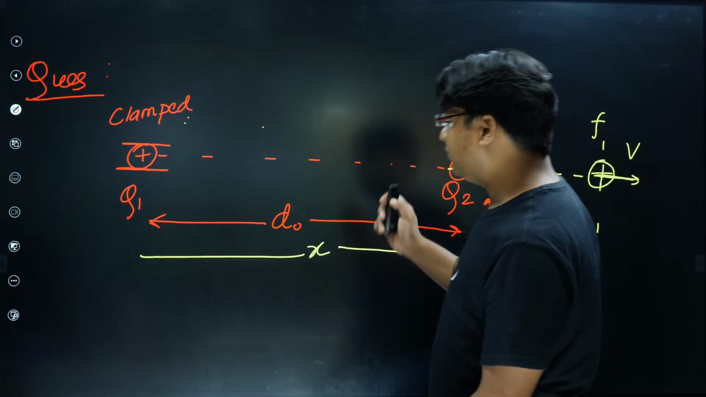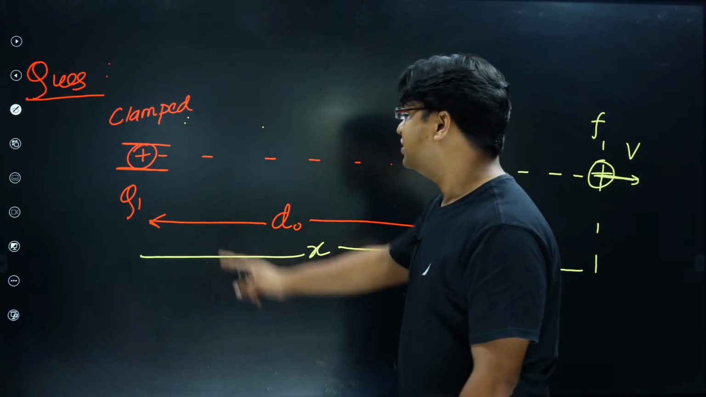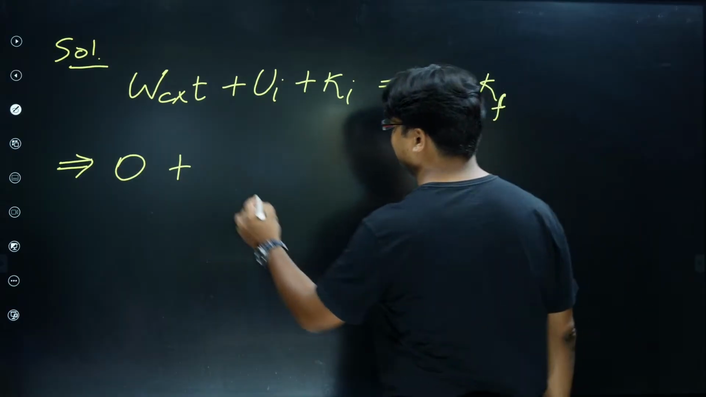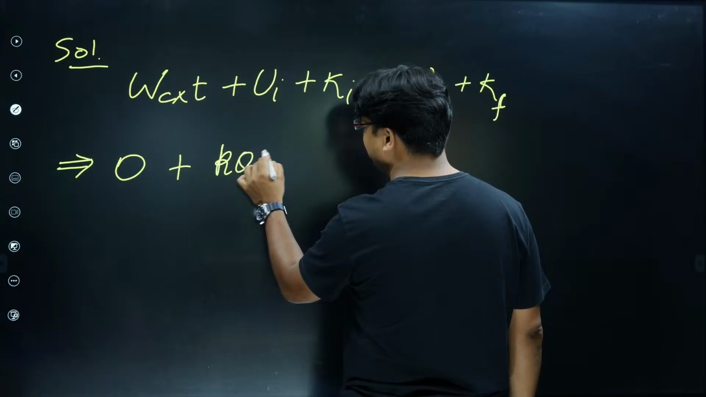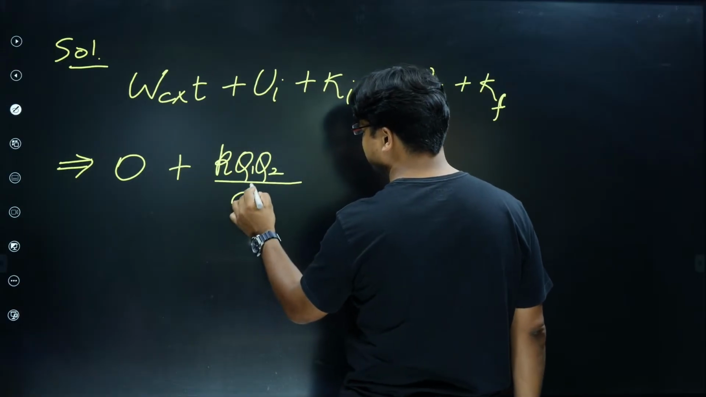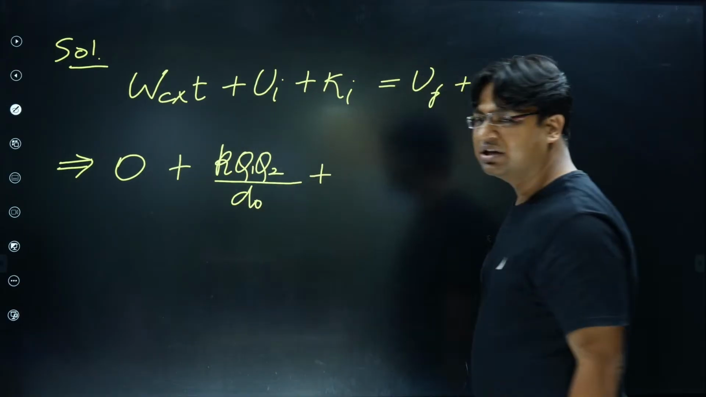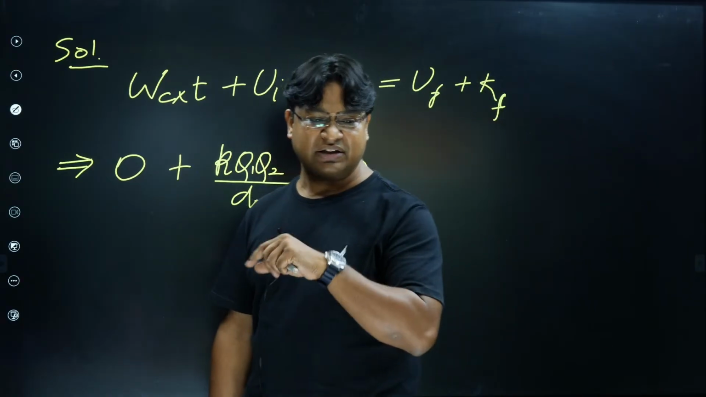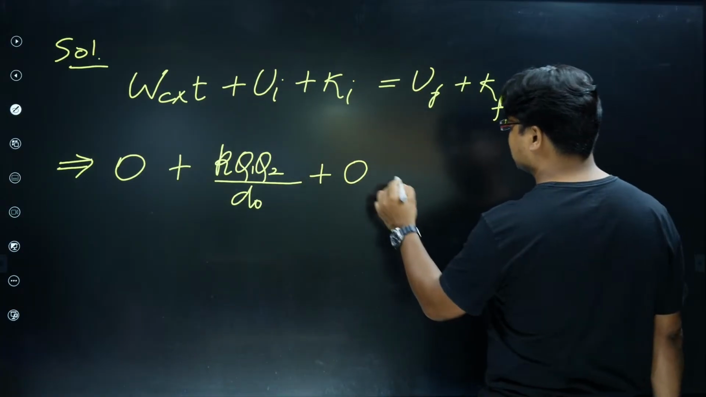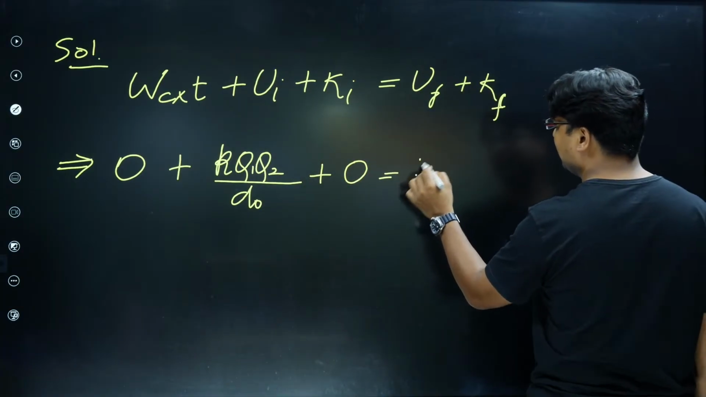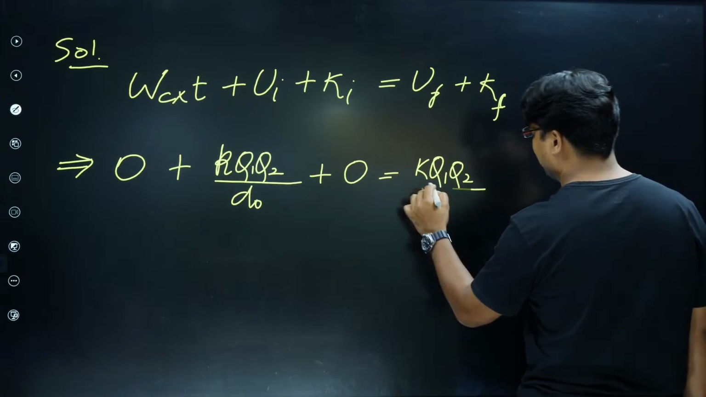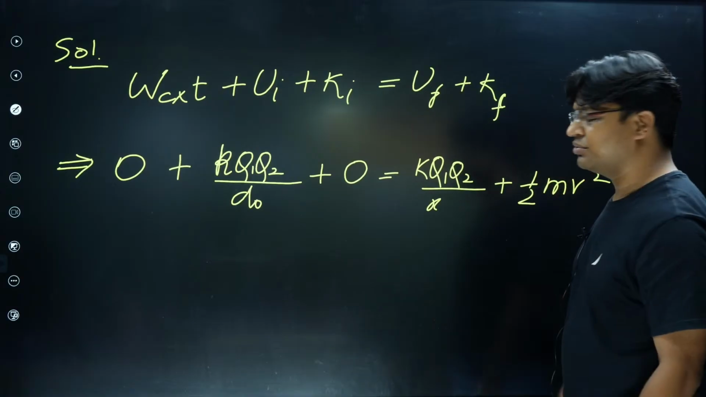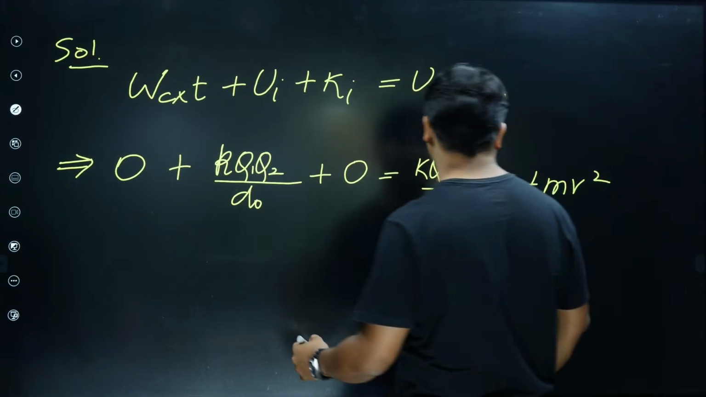U initial, so we will write potential energy by looking at the initial figure. Initially these two were separated by a distance x naught. In the previous class we learned how to write the potential energy, so I'll follow that. That will be K into the product of charges divided by the distance between them. And then initial kinetic energy. At the initial moment, both the particles were at rest. One is permanently at rest and the other was also at rest. We released it from rest. U final will become K Q1 Q2 by x, and then final kinetic energy will be half mv square. So from this equation we can rearrange and we can get the value of v as a function of x.